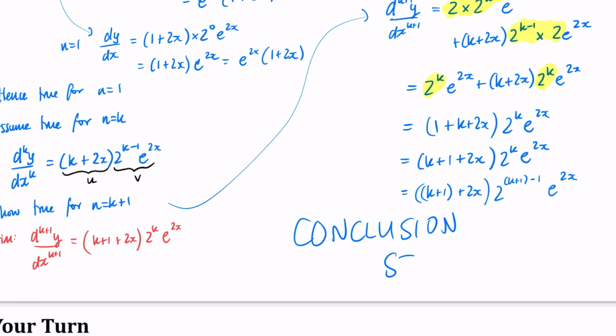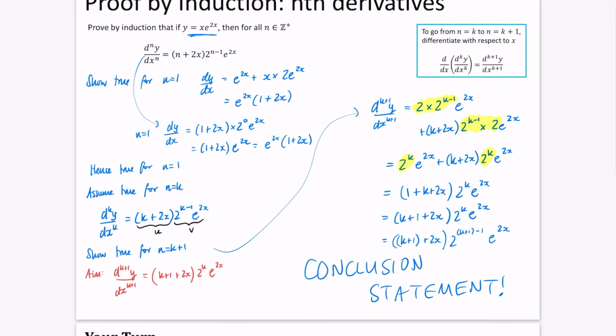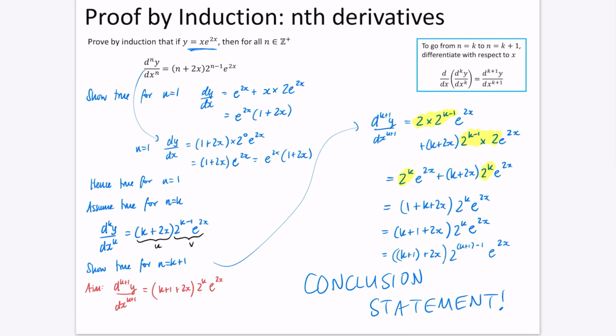conclusion statement. You don't need me to tell you what you need to write for this conclusion statement. I'm going to say it out loud, but I won't write it down just to save some time. As it was true for n equals 1, and it was true for n equals k plus 1, when it was assumed true for n equals k. Therefore, this thing here is true for all n as positive integers that we've got. So we got the thing that we were looking for at the aim.